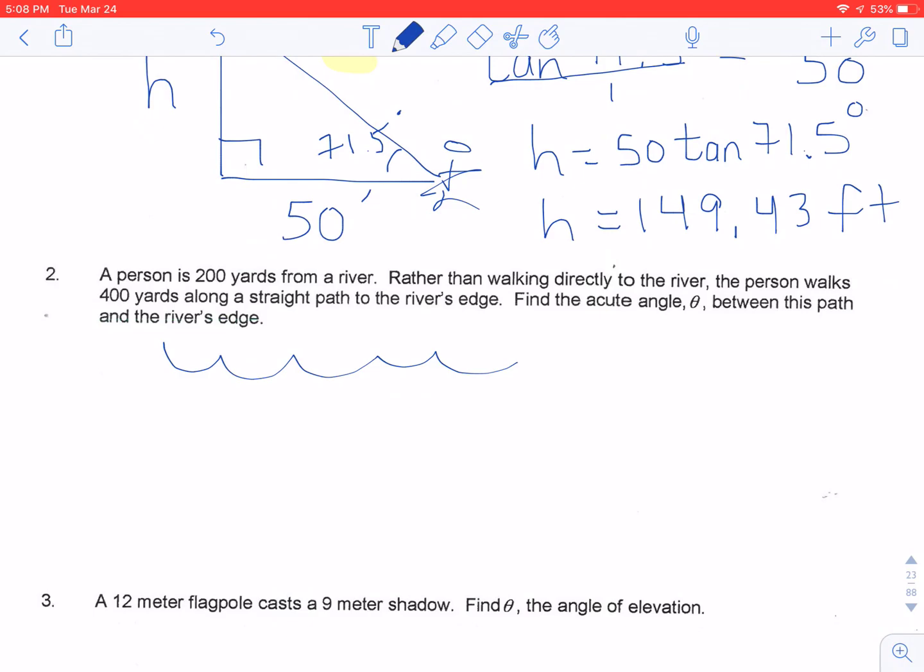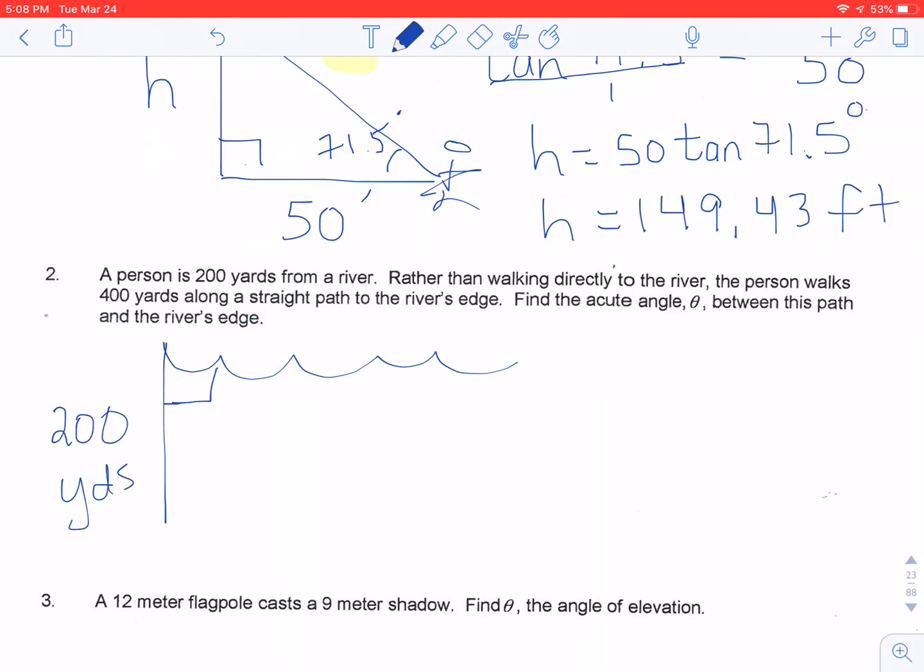Now I could draw this a couple different ways. I could have the person here, or I could have the person here to make my right triangle. It really doesn't matter. We just know that this is our right angle if we're doing it this way, or if we were doing it on the other side, that we'd have a right angle as well. And the person isn't in the water. They're 200 yards from the river. So this distance is our 200 yards.